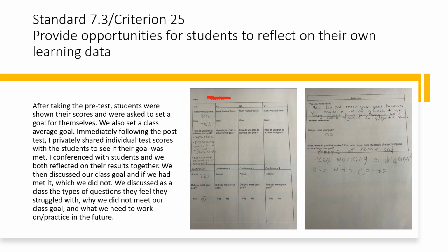Standard 7.3, Criterion 25: provide opportunities for students to reflect on their own learning data. After taking the pretest, students were shown their scores and were asked to set a personal goal for themselves. We also set a class average goal.